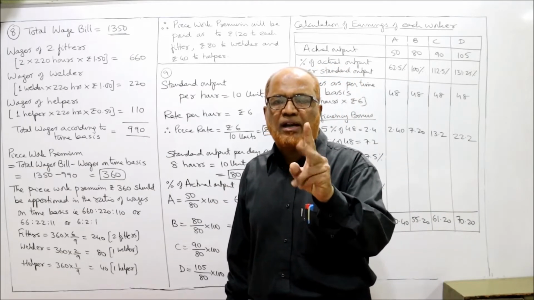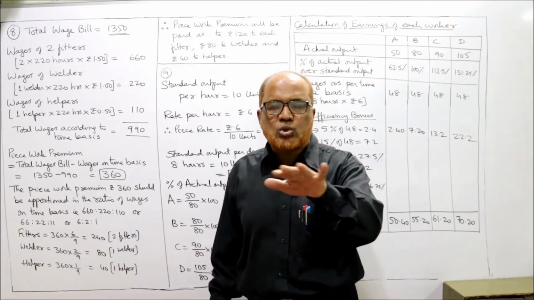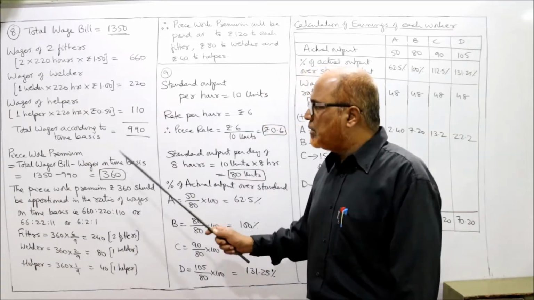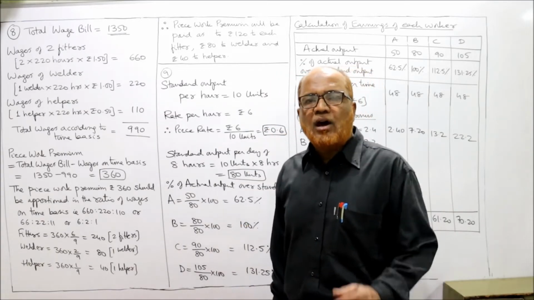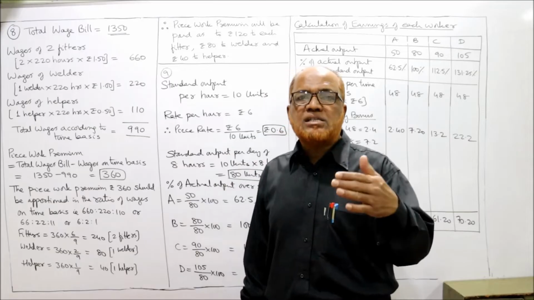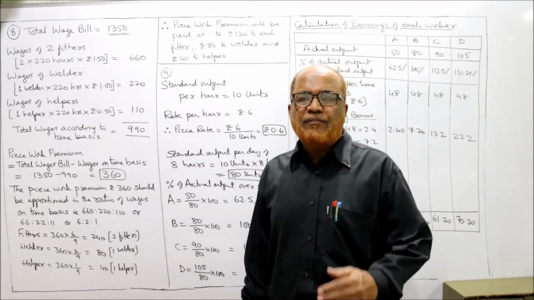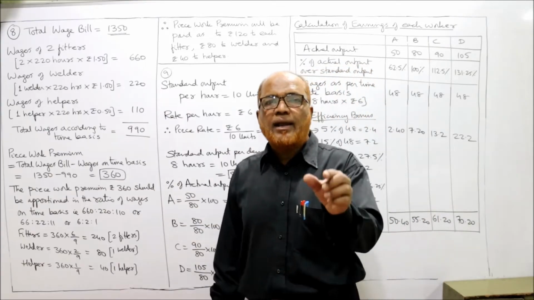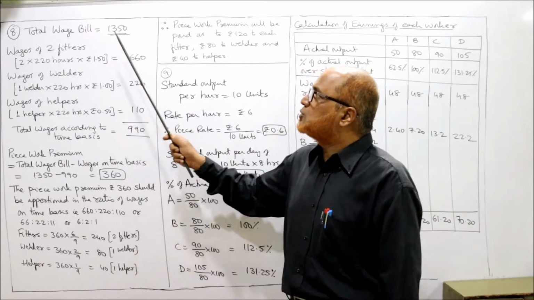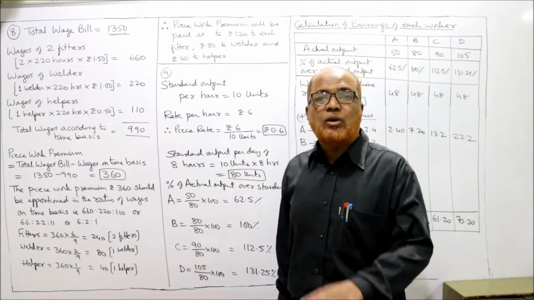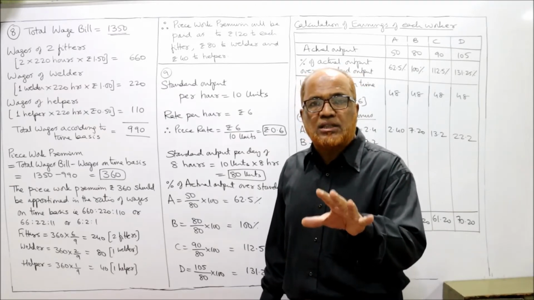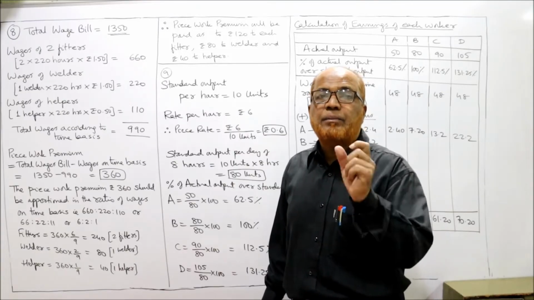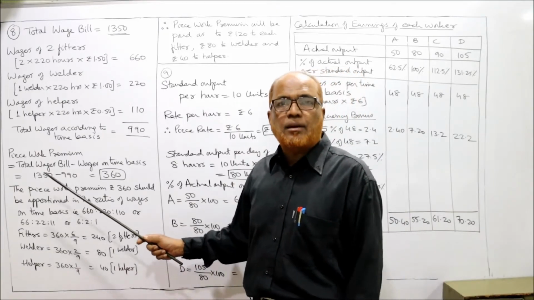2 fitters, 1 welder, 1 helper: all the 4 workers' total wages according to time basis is 990. Now we have to find out how much is the piece work premium. If it is paid according to time, the total wages come to 990. But according to piece work basis, the total wage bill is 1,350. So how much is the excess wage bill we are paying? That is the premium, the piece work premium.